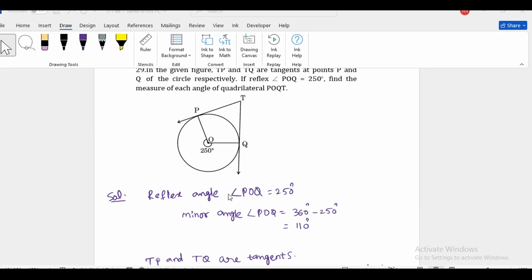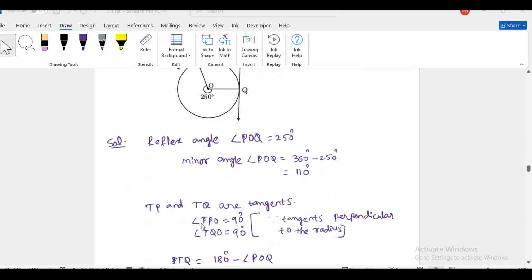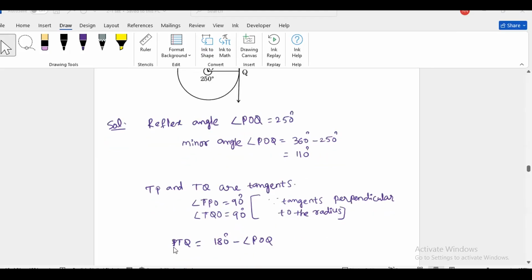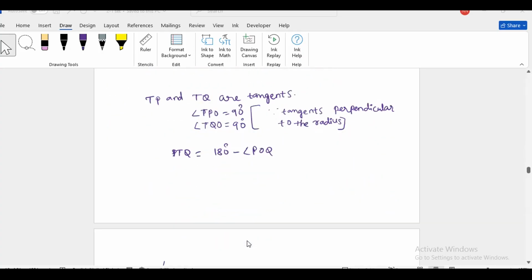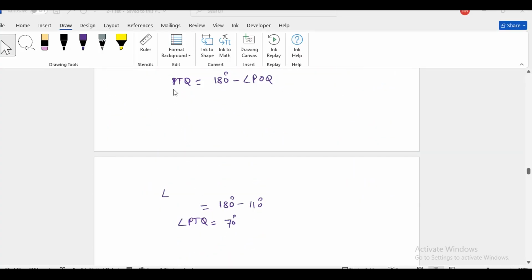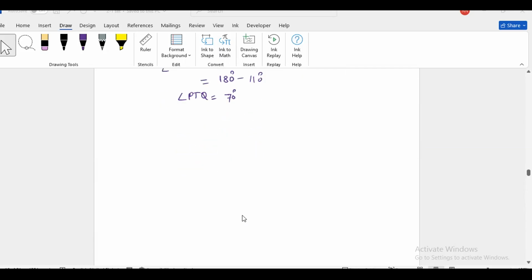Here TP and TQ are tangents. So angle TPO and angle TQO are equal to 90 degrees. Why? Because we know a theorem: a tangent is perpendicular to the radius, so the angle is equal to 90 degrees. Next, angle PTQ is equal to 180 minus angle POQ. That is, angle PTQ is equal to 180 minus 110. So angle PTQ is equal to 70 degrees.